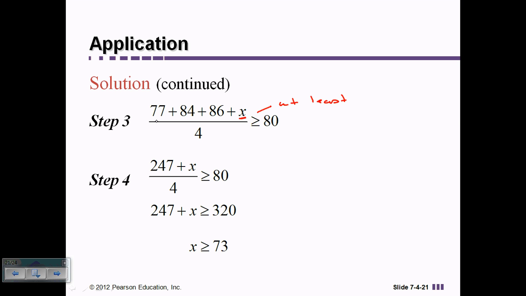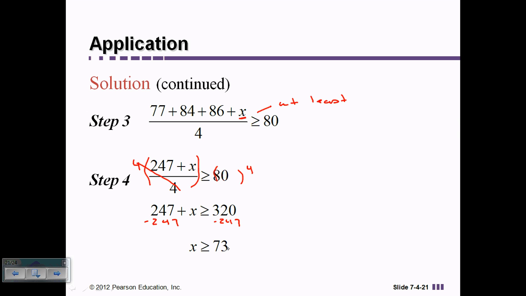Okay, so a little bit of simplifying here. 77 plus 84 plus 86 is 247 plus x. Again, we don't like dealing with the fraction, so we're going to multiply both sides by 4 to get rid of that 1/4, or that 4 on the bottom. They cancel out. You're left with 247 plus x greater than or equal to 320. We're going to subtract the 247. And so we end up with x is greater than or equal to 73.